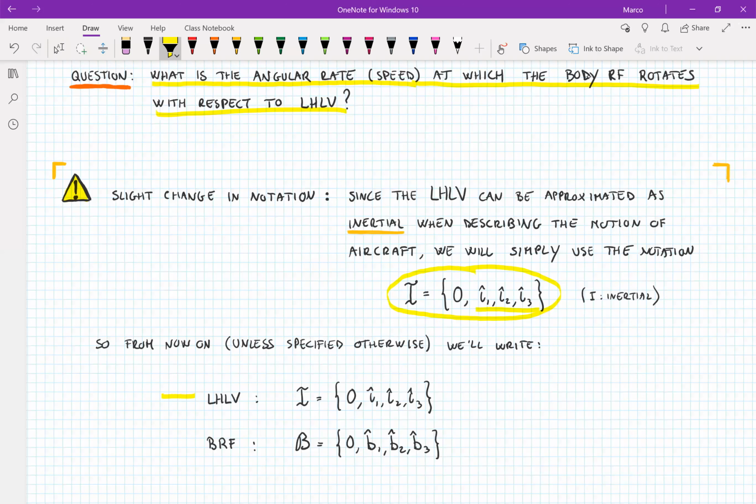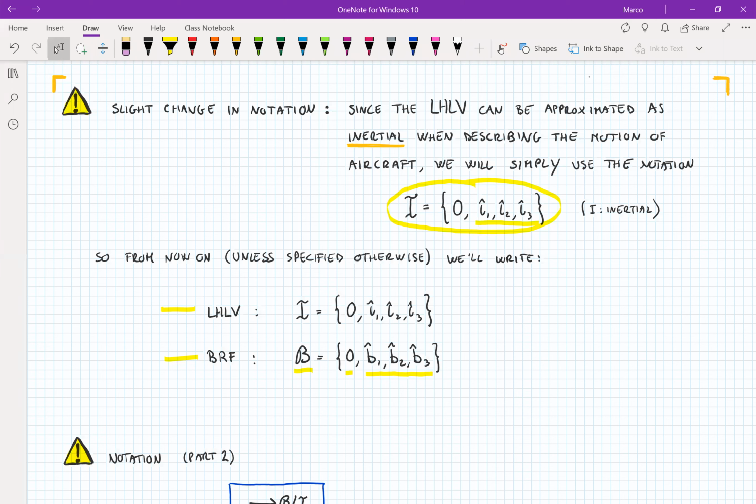So this is the first thing. Instead, the body reference frame will still be indicated with B, sharing the same origin, and with the three versors B1, B2, and B3. Now there's an implicit assumption here, and I'm not going to write it down all the time, but B1, B2, and B3 are functions of time. Technically speaking, it would be more precise to indicate them like so, but this is implicit.